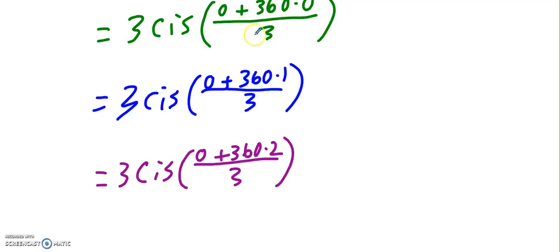Now I do want to simplify each of these angles. So 360 times 0 is 0. So this one's going to end up being 3 CIS of 0. And this gives me the real number 3. Remember, that was one of my answers.